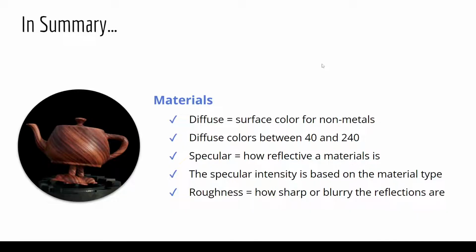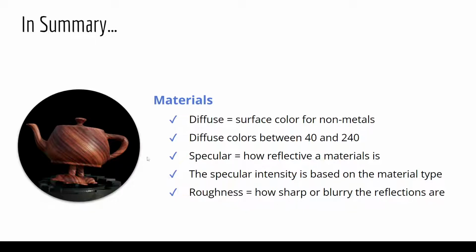So, very long video, but in summary, the diffuse is the surface color of our nonmetals. So that's the term we use for describing that broad light interaction of light entering the surface, scattering and coming back out, and what we see as color. Our diffuse colors for PBR materials lie between 40 to 240 if you're using sRGB color values from 0 to 255.